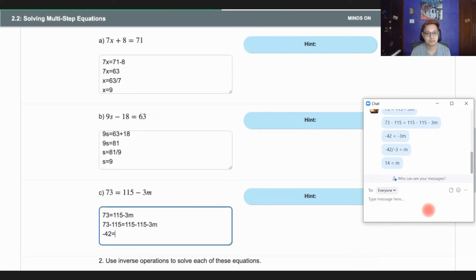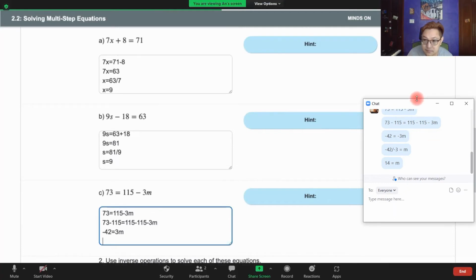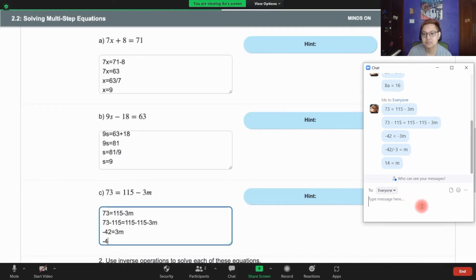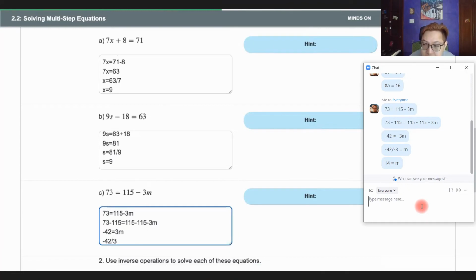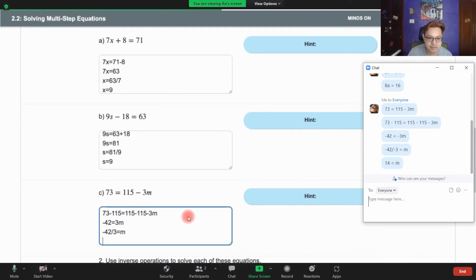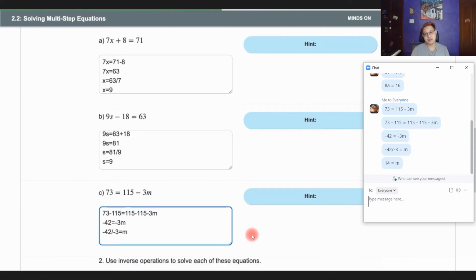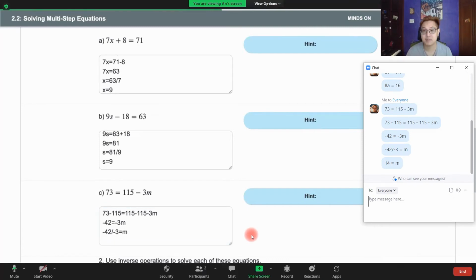And then it's minus 42 divided by minus 3 equal m. So 14. Careful, because basically you forgot that it's minus 3m, not 3m. Oh, so yeah. See, when you deal with minus, a lot of the time people make mistakes.